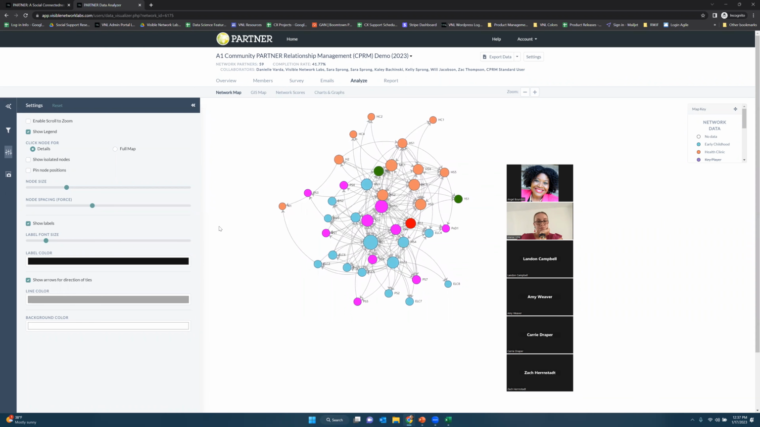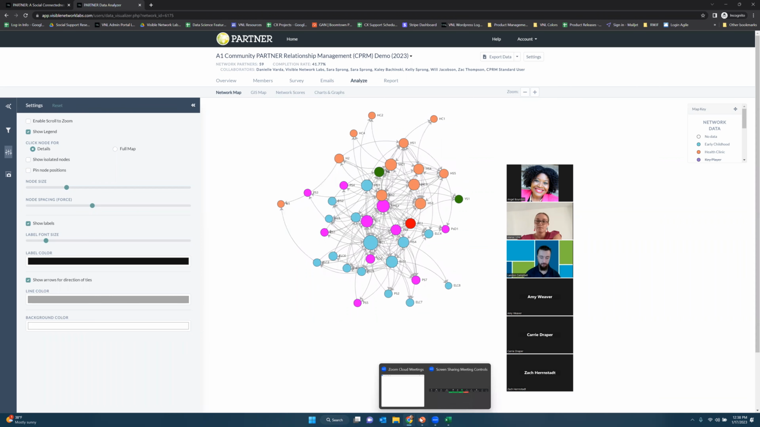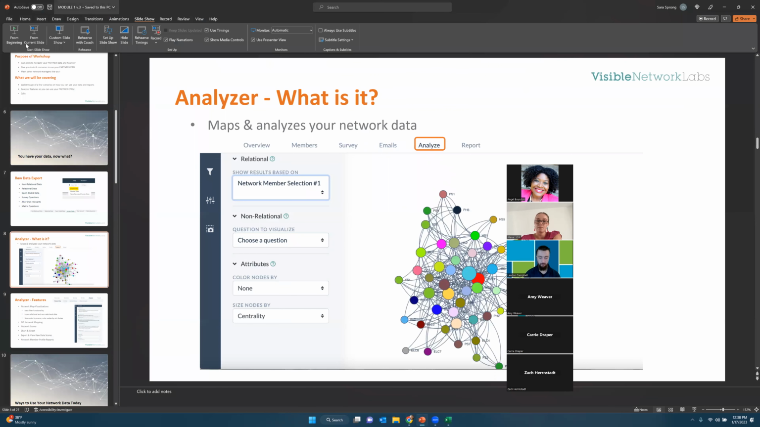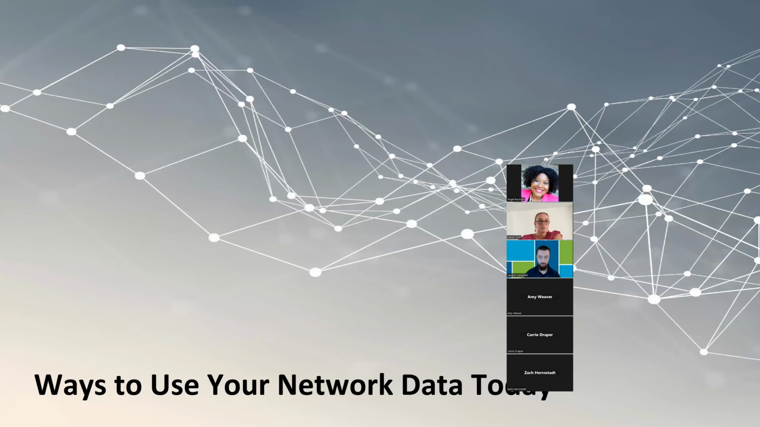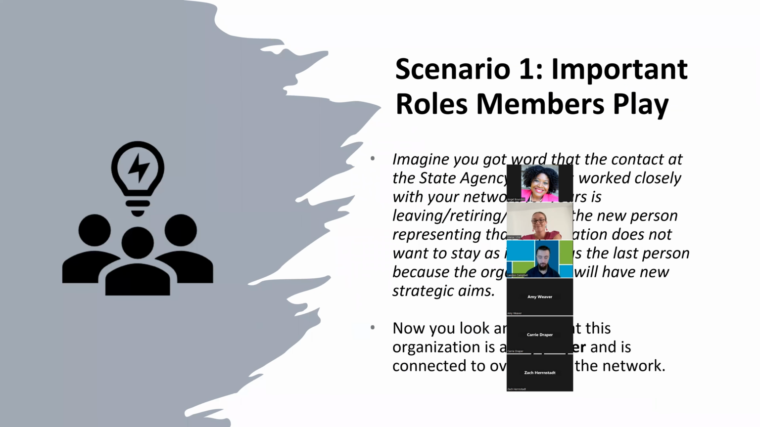We're going to go through the analyzer a little bit more in some scenarios that we're going to be taking place. But again, feel free to post a question in the chat or just stop me at any point in time, and I'm happy to clarify anything. So I will jump back into our PowerPoint, and we will move into our ways we can use our network data. So we're going to jump into some examples for you guys.